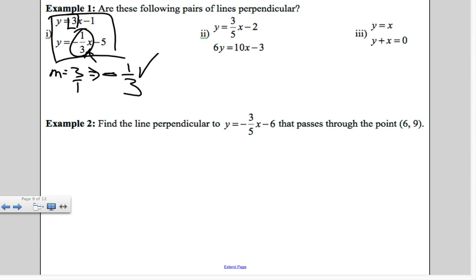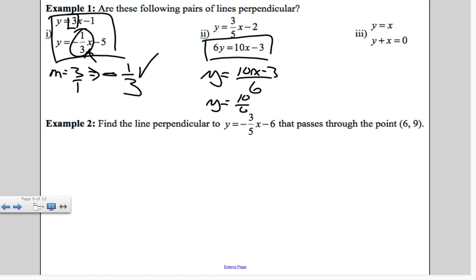We need to isolate for y in this case. So we're going to divide both sides by 6. That will leave us with 10 over 6 x minus 3, which is 5 over 3 x minus 3. But 5/3 is not the negative reciprocal of 3/5, right? It is the reciprocal, but it has to be the negative reciprocal. And when we saw the perpendicular lines, one slope was positive, the other one was negative, okay?